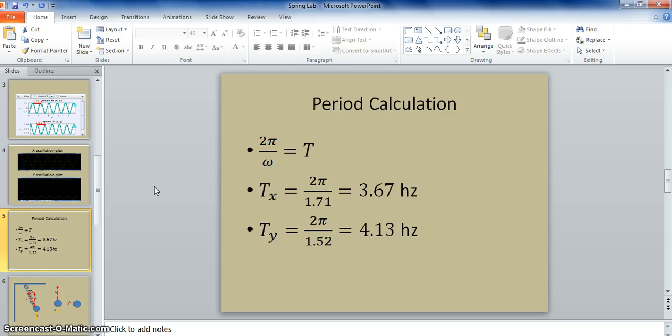In an oscillating system, generally, amplitude does not affect period, and this system is the same. Also, generally, only the mass affects the period of a system. And so one would think that the period in the x direction and the period in the y direction would be the same because the mass is the same for this system.